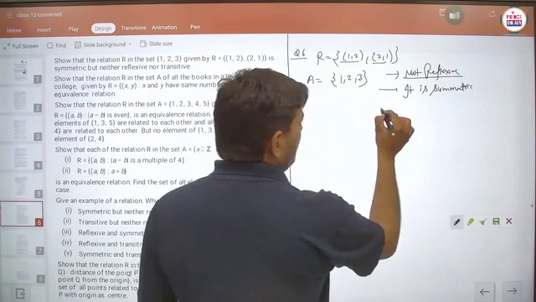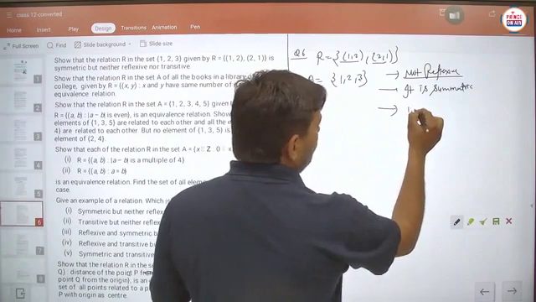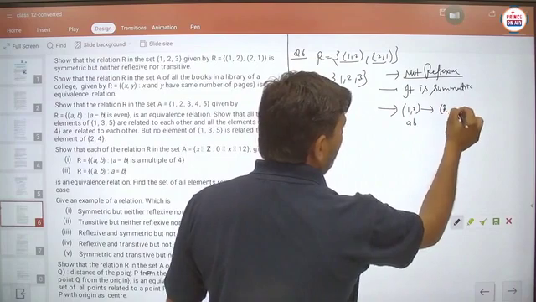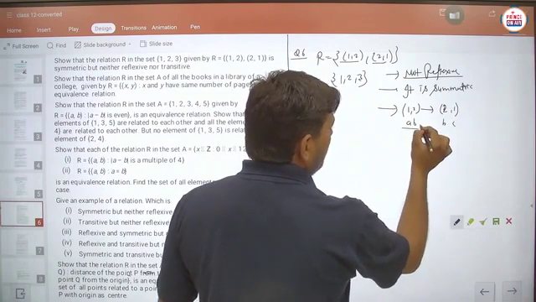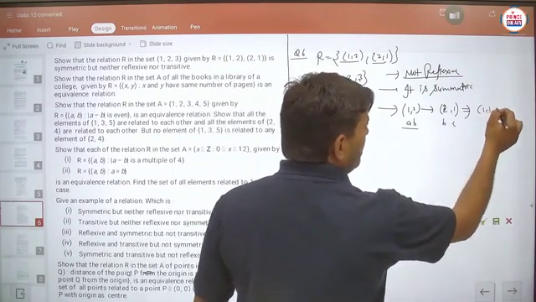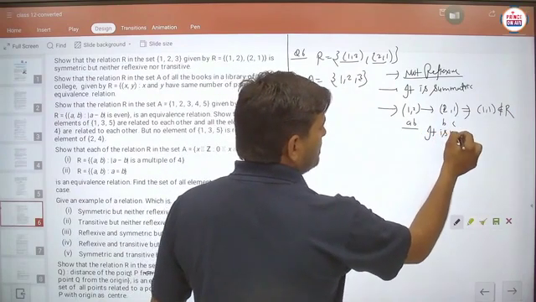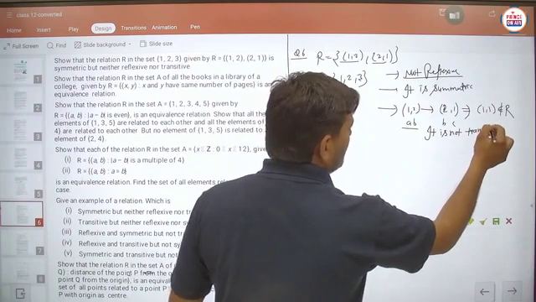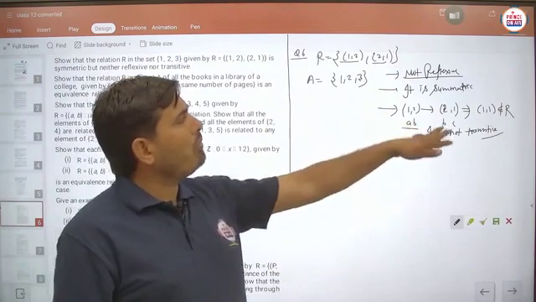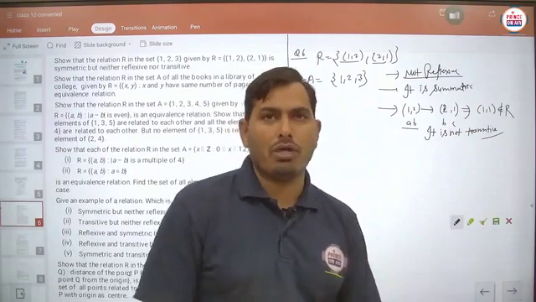Next we will check for transitive. So basically, for transitive you can take (1, 2) as AB and (2, 1) as BC. Then AB belongs to R and BC belongs to R, but it implies that (1, 1) does not belong to R. So it is not transitive. Is it to be clear? So easily you can check the answer. (1, 2) and (2, 1) both are available, but (1, 1) is not there. That's why this is not transitive.